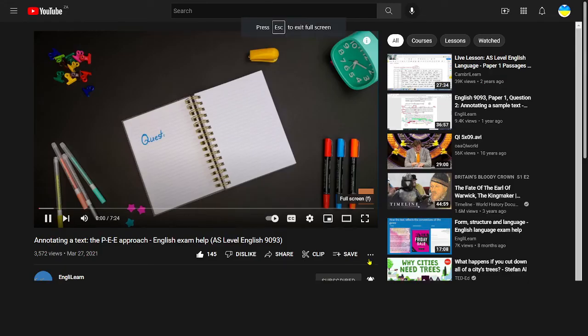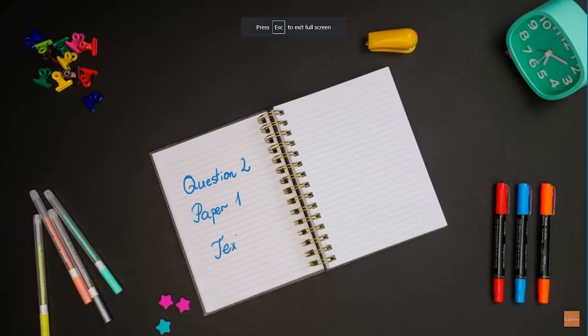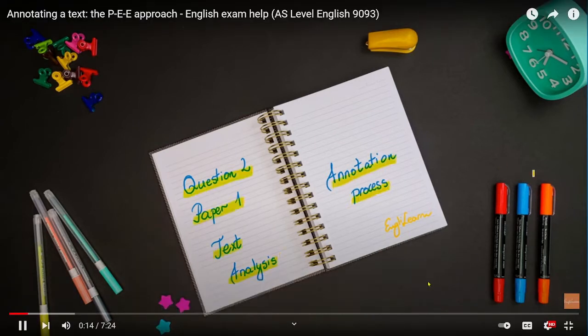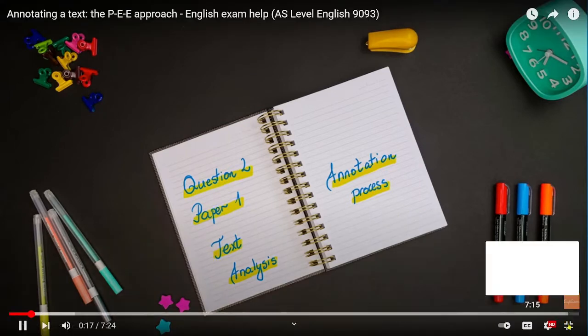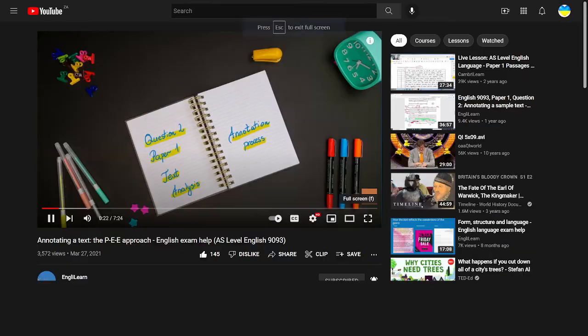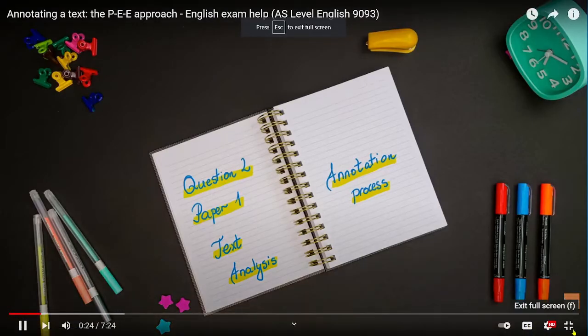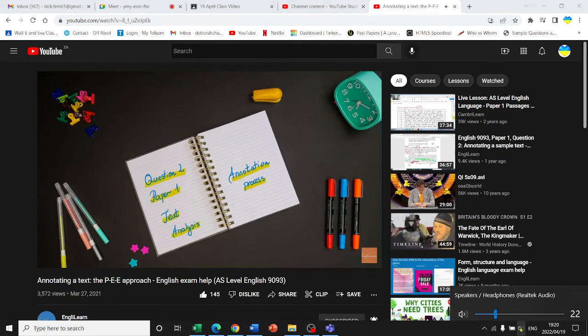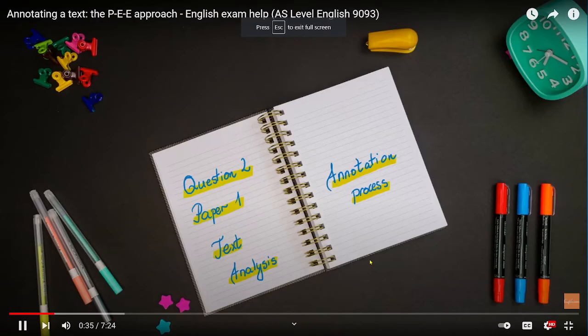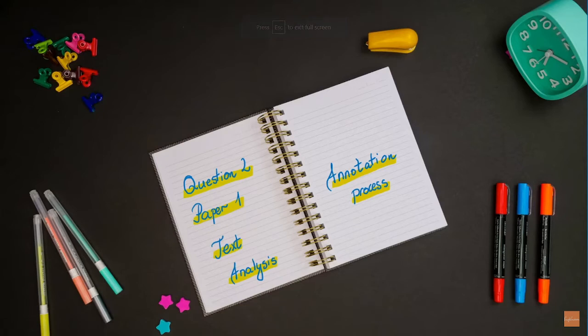Hello and welcome to EngliLearn. Today we're looking at the annotation process for Paper 1, Question 2. As you already know, in this question you will be given one text to read and you need to write your commentary or analysis essay based on that text. Annotation is a big word that essentially means making notes on the text, identifying any interesting word choice or language features the author used. As we already mentioned before, examiners don't grade your annotations. However, this is a really important step in the process of analyzing a text, and it will help you do your best in writing your commentary.